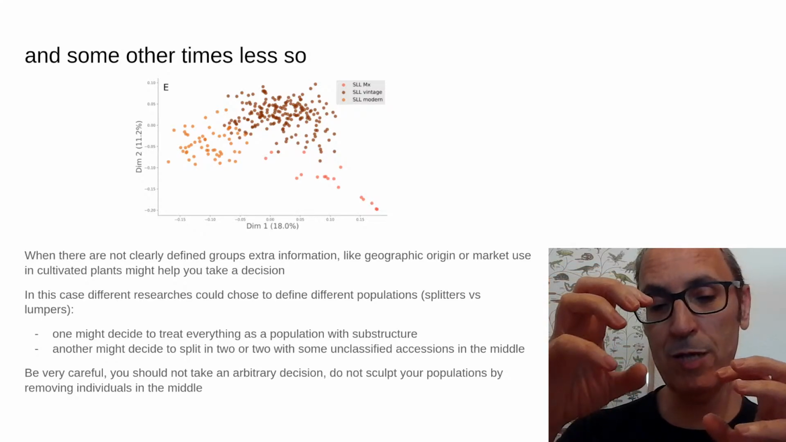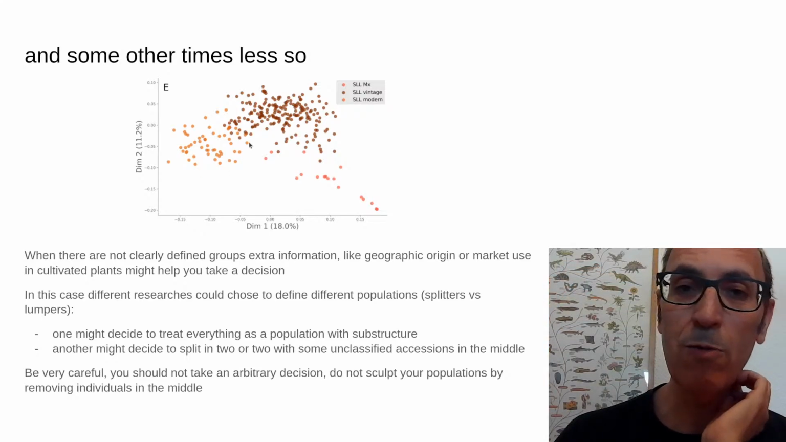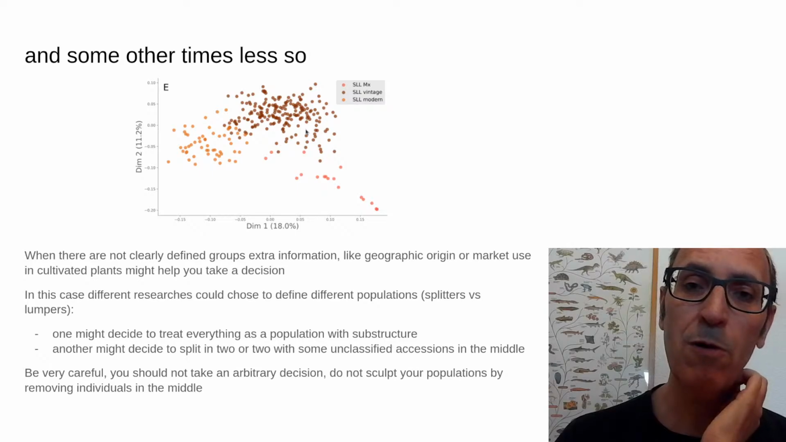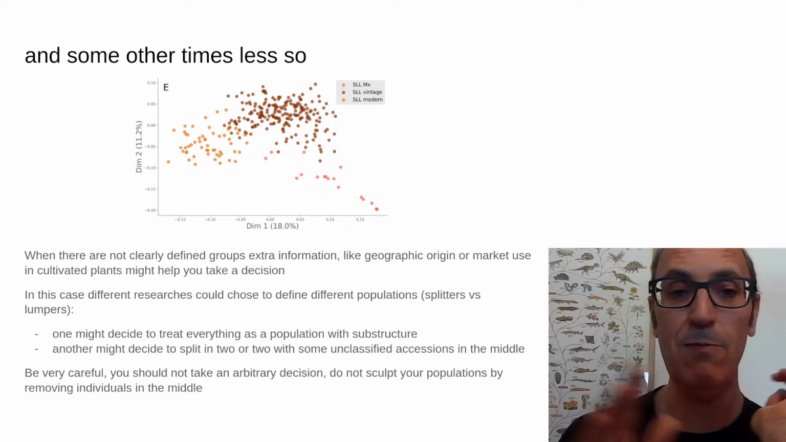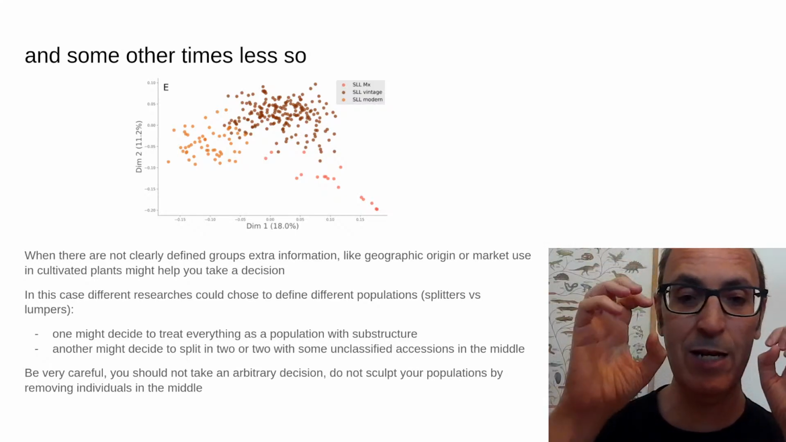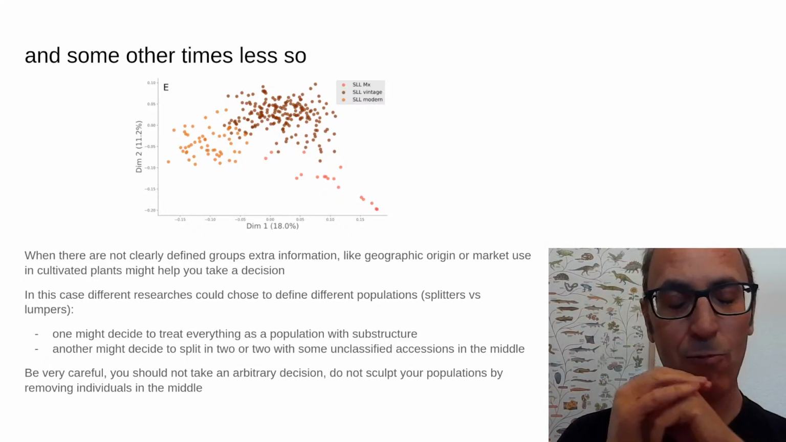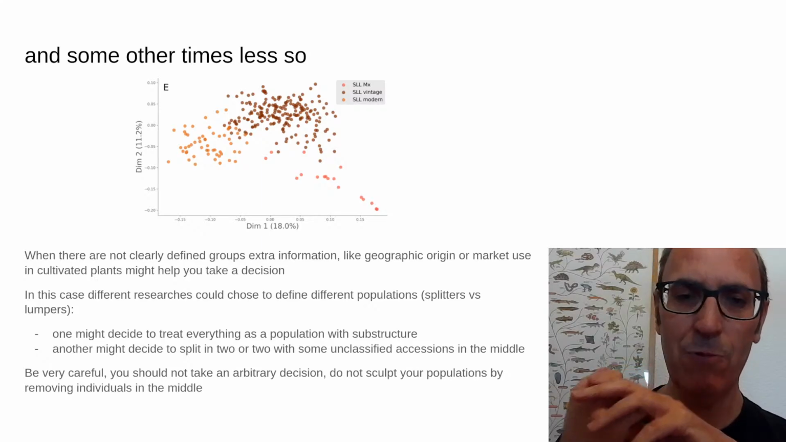In fact, you could even be sculpting your groups. You could say, well, I have one group of Mexico, another group of modern tomatoes, and I remove the ones that are in the middle, and in the paper they will look like very clear groups. This is something that would be very, very, very wrong.